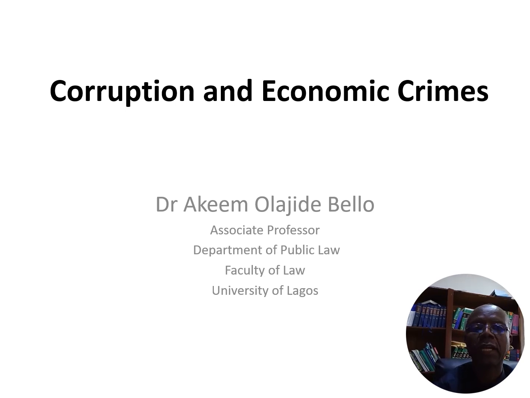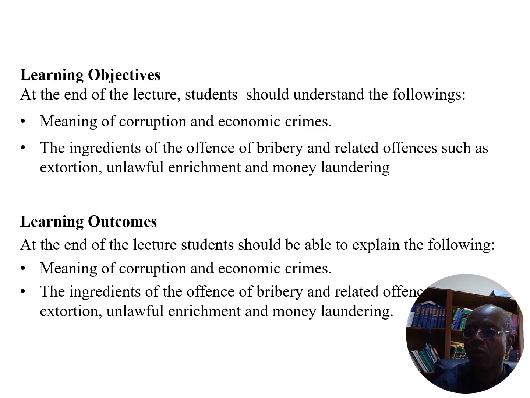So in this series, we'll be looking at corruption and economic crimes. The objective of this presentation is to enable students to have an understanding of the meaning of corruption and economic crimes, and also to have an understanding of the ingredients of the offense of bribery and related offenses such as extortion, unlawful enrichment, and money laundering. At the end of the presentations, we expect that students should be able to explain the meaning of corruption and economic crimes and the ingredients of the offense of bribery and related offenses such as extortion, unlawful enrichment, and money laundering.